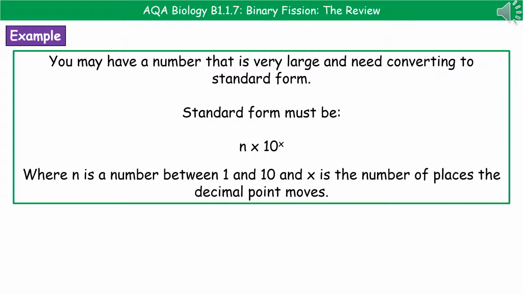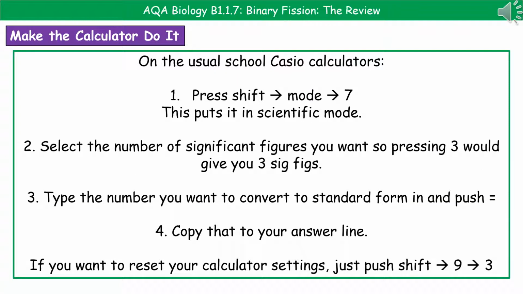One thing that you may well find is that you could end up with a really large number here. And in science, where we end up with either really big or really tiny numbers, then we convert those to standard form. So hopefully you remember from maths that your standard form must be in our very particular format of n times 10 to the x, where n is a number between 1 and 10, and x is the number of places the decimal point moves. So you can obviously sit and work that out by using your math skills, but there is a little bit of a cheats way to do this, which is to use your calculator to sort it out for you.